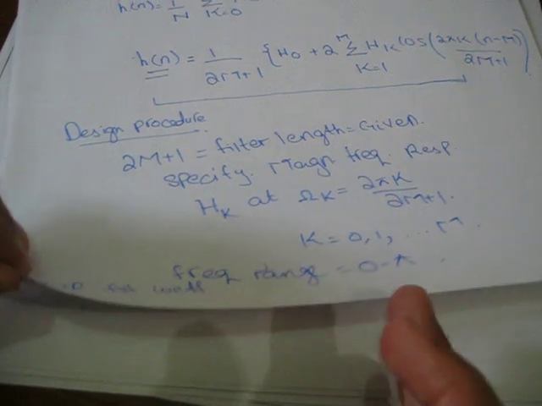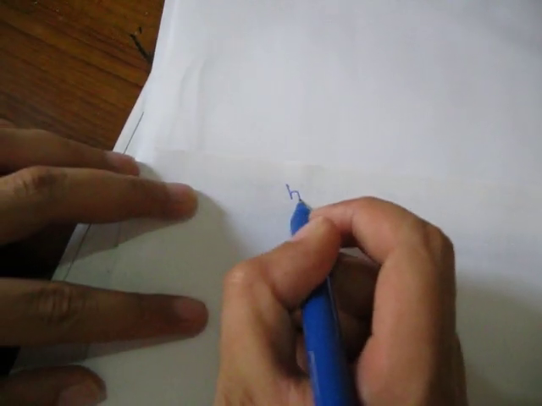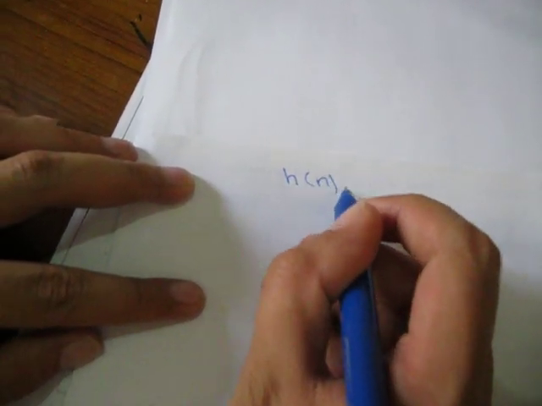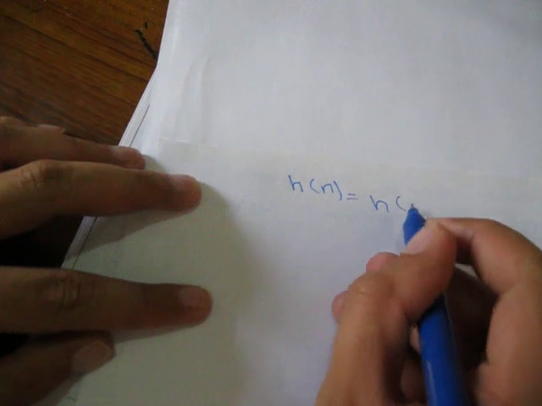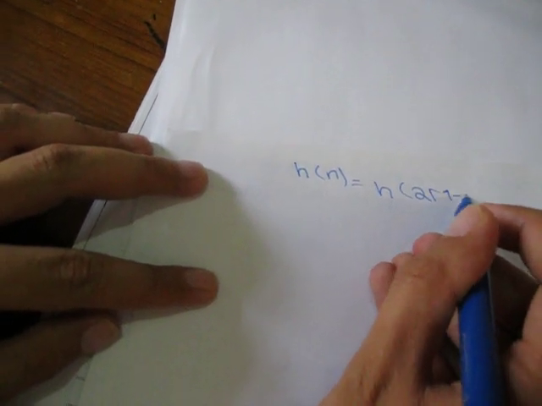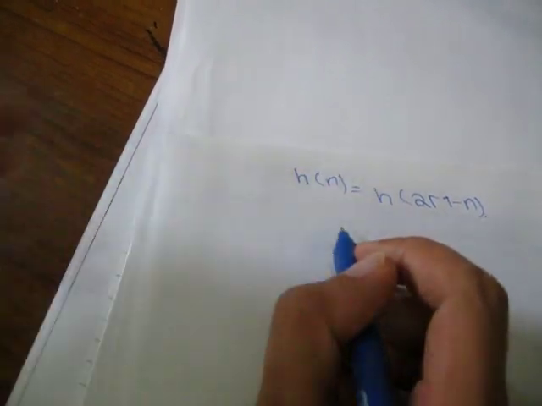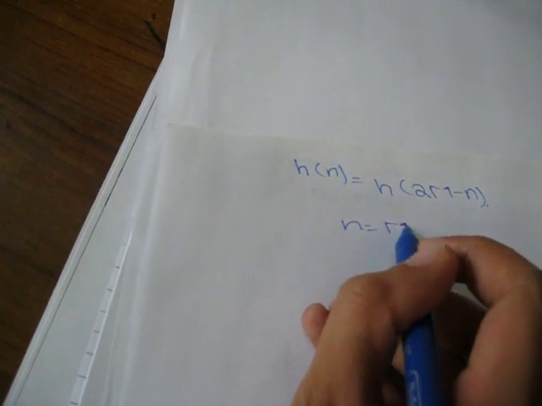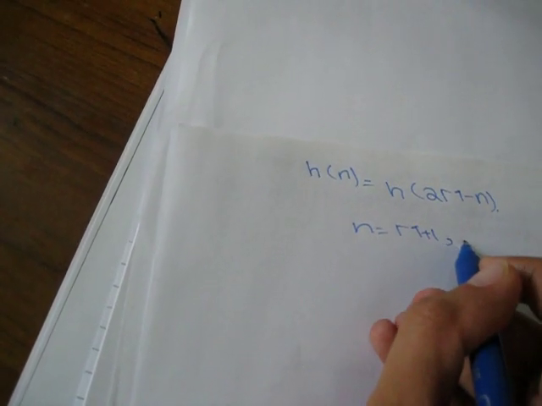And in the last step, what we have to do is we use symmetry to determine rest of coefficients. Means h of small n equals to h of 2M minus n, where n goes from capital M plus 1 up to 2 into M. This was the design procedure.